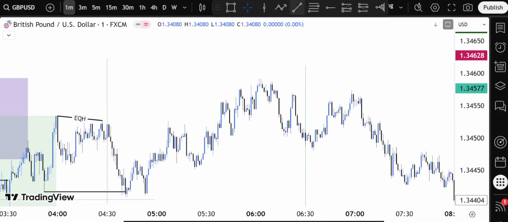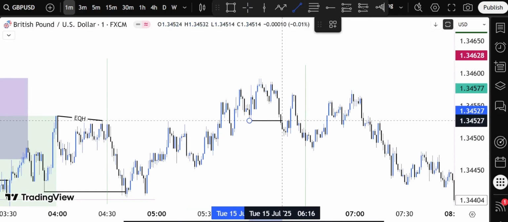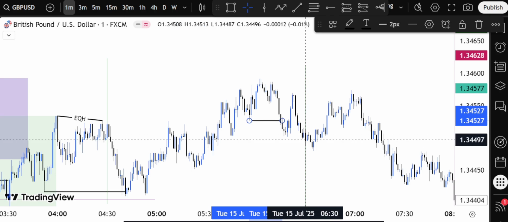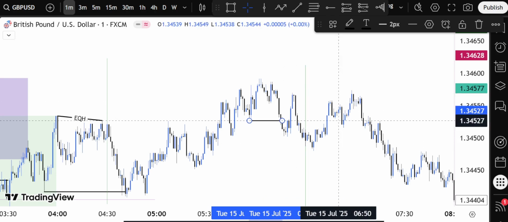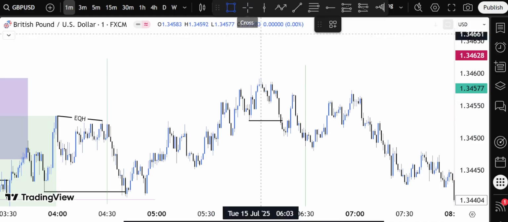So naturally, you would think that this equal high or double top would be taken out. We had here another break of structure, except that the timing was very near 6:30, which is a manipulation time. So I missed this one.